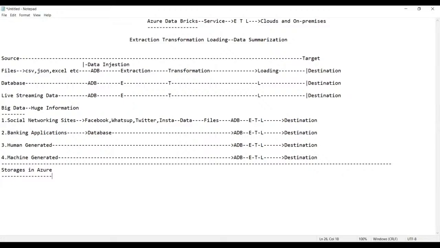You can use the data by using the ADB, and whenever we use Synapse. Even if you're using ADF, Azure Data Factory, we can use the storages as they are. They are commonly used storages.